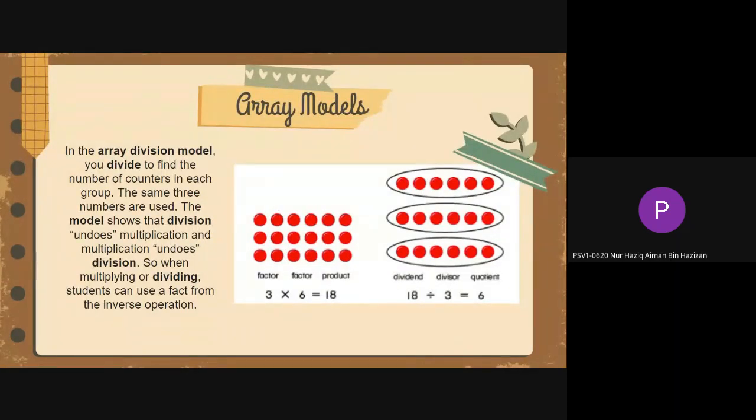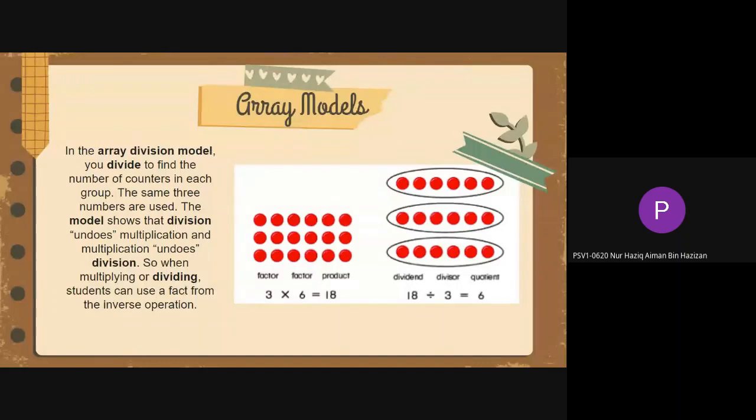Okay, array models. Array models are also the same. In the array division model, you divide to find the number of counters in each group. The same 3 numbers are used, and the model shows that division undoes multiplication and multiplication undoes division. So when multiplying or dividing, students can use the fact from the inverse operation. When we use the array models, we can see that it also uses multiplication. If we look at the first diagram on the left side, we can see that 3 times 6 equals 18.